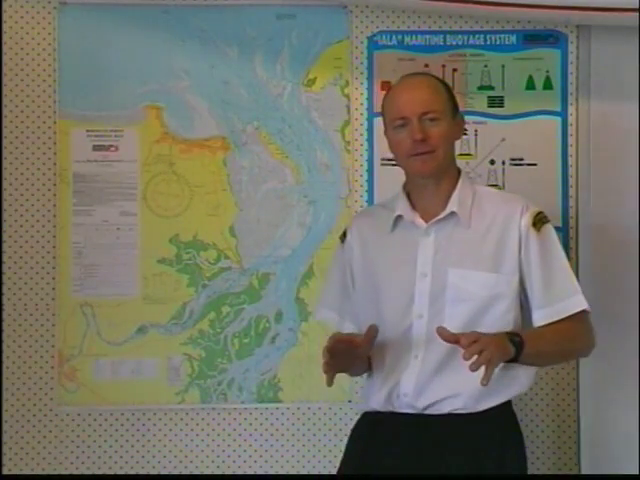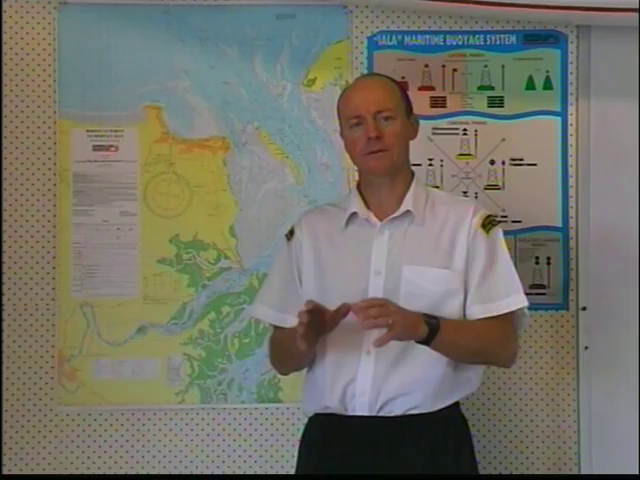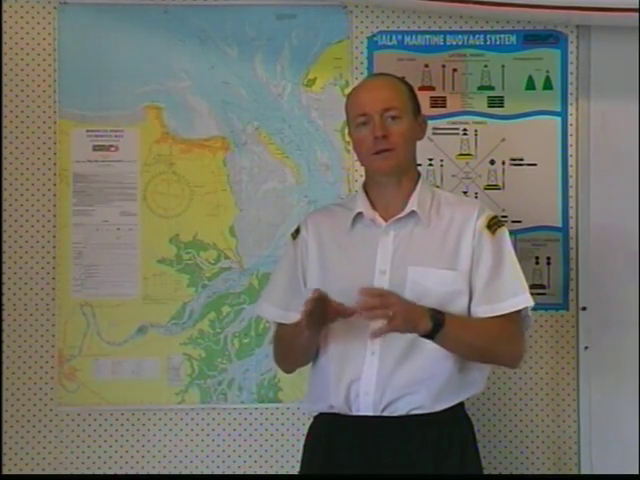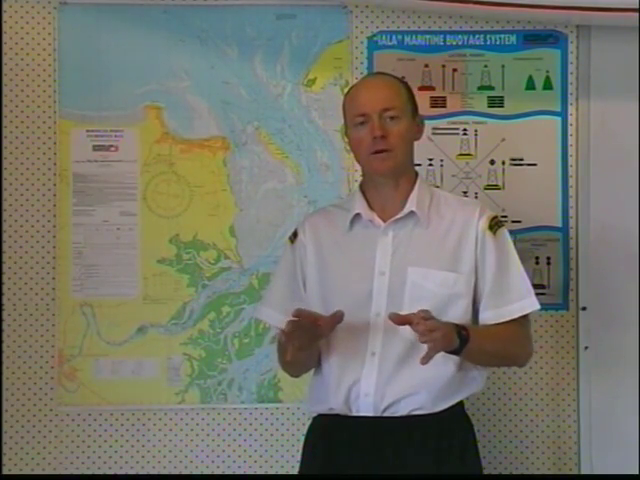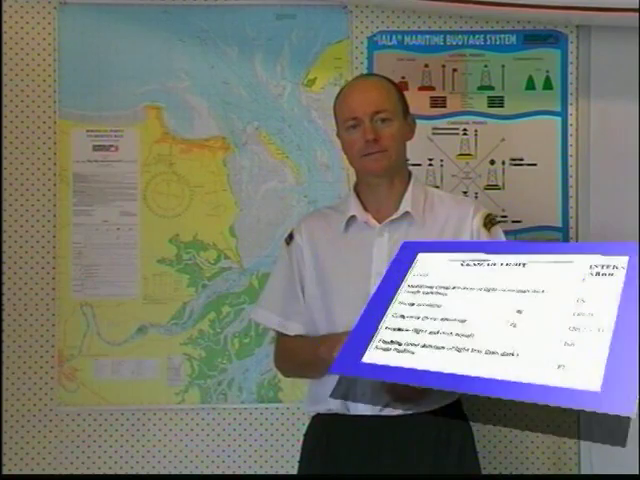So if it was occulting every 5 seconds, it might be 4 seconds on, 1 second off. So 4 seconds of light followed by 1 second of darkness.